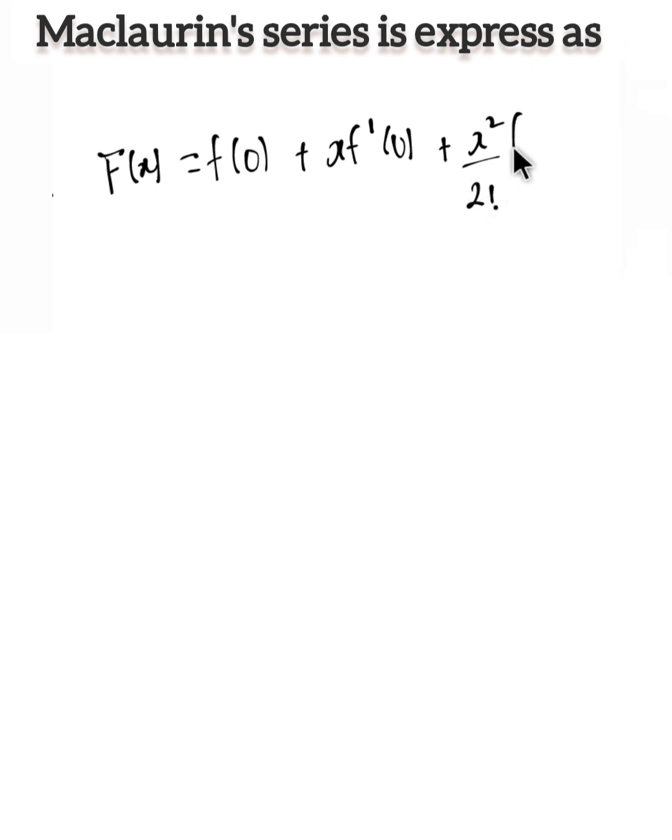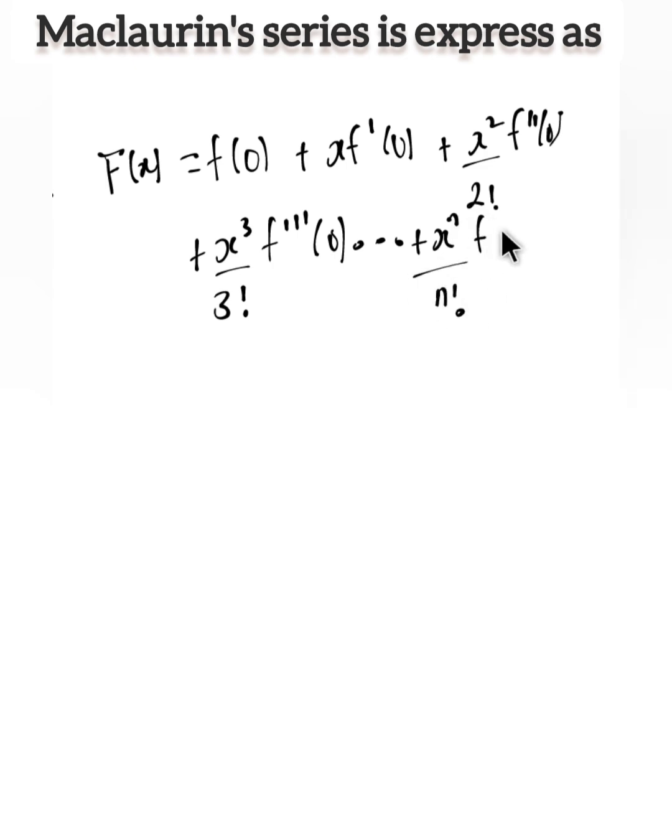Maclaurin series. The Maclaurin series is expressed as f of x is equal to f of 0 plus x f prime of 0 plus x squared over 2 factorial f double prime of 0 plus x cubed over 3 factorial f triple prime of 0, and let's keep on going like this to x^n over n factorial f to the power n of 0, and keep on going. So the Maclaurin series has this form.